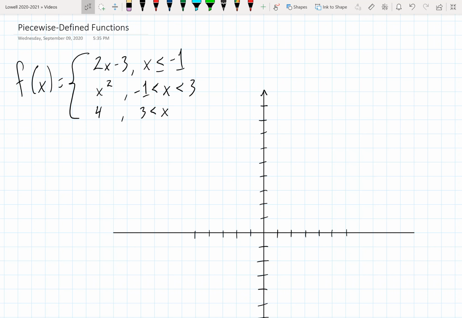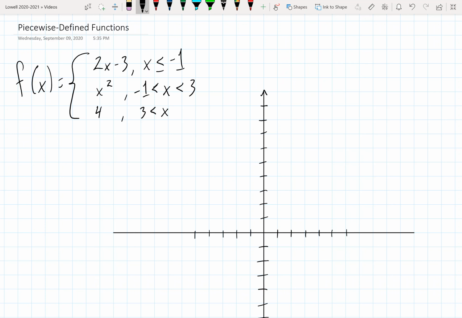Hi folks, so I wanted to show you another example myself of graphing a piecewise defined function. So here I have f of x, which is defined in three chunks, three pieces. The first piece is negative 2x minus 3 for x's that are less than or equal to negative 1. From negative 1 to 3, the open interval, my function is defined by x squared. And then for x greater than 3, my function is just equal to 4.